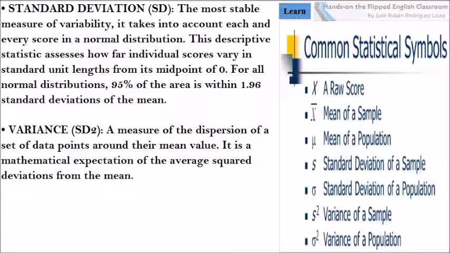Standard deviation, SD, the most stable measure of variability. It takes into account each and every score in a normal distribution. This descriptive statistic assesses how far individual scores vary in standard unit lengths from its midpoint of 0. For all normal distributions, 95% of the area is within 1.96 standard deviations of the mean. Variance, SD squared, a measure of the dispersion of a set of data points around their mean value. It is a mathematical expectation of the average squared deviations from the mean.